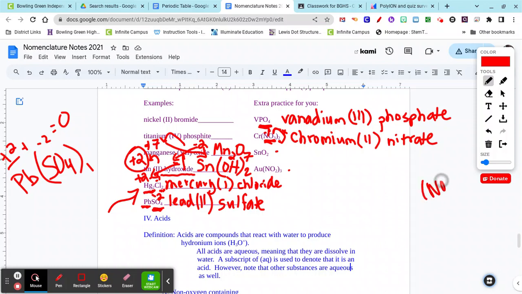So nitrate is -1, but I have 2 of them. So when I multiply, that gives me -2. So when I add chromium to that, it has to be a +2, right? Now, I would divide by my subscript here to make sure that I get my charge on 1 chromium, but since there is already only 1, I don't have to divide. Okay, but if this was a 2, I would say +2 divided by 2, and it would be chromium 1. Okay, so make sure that you divide by your subscript here, if there is one. If there isn't, it's just that is what your charge. Okay, hopefully this helped.